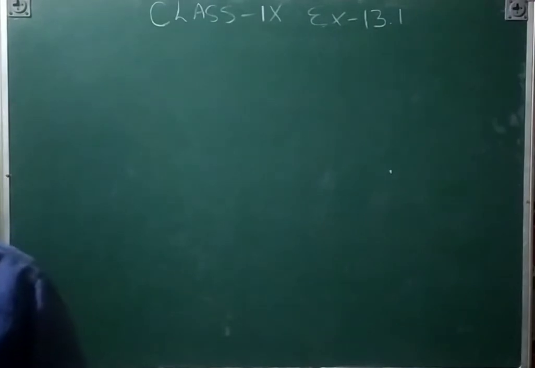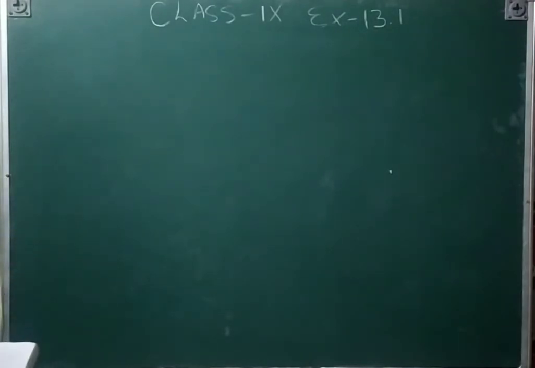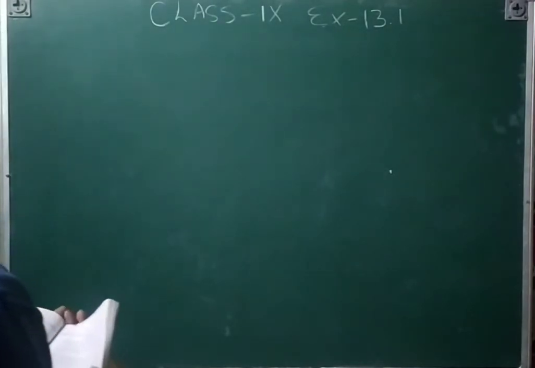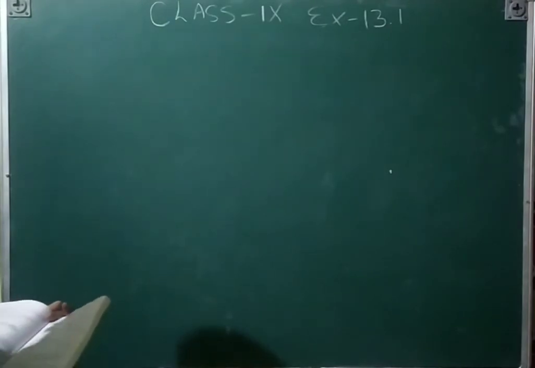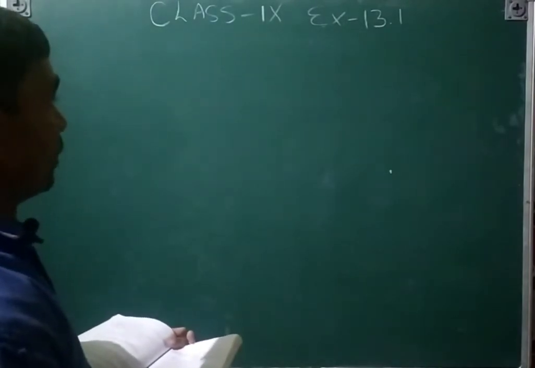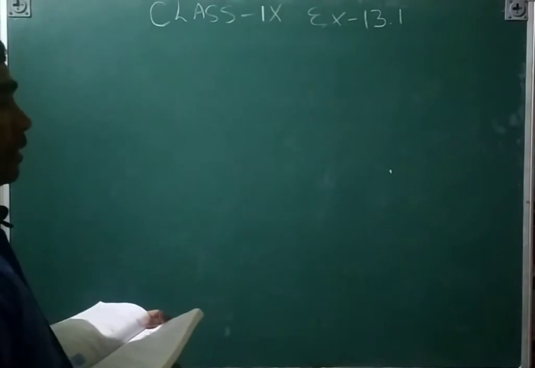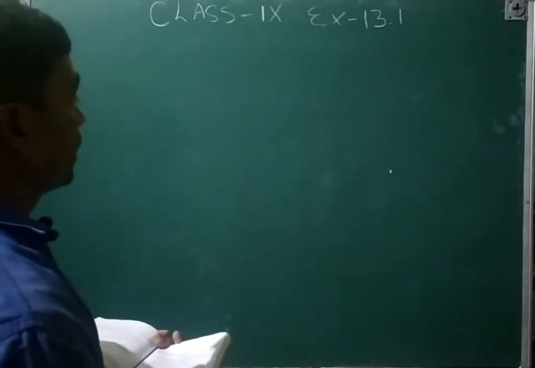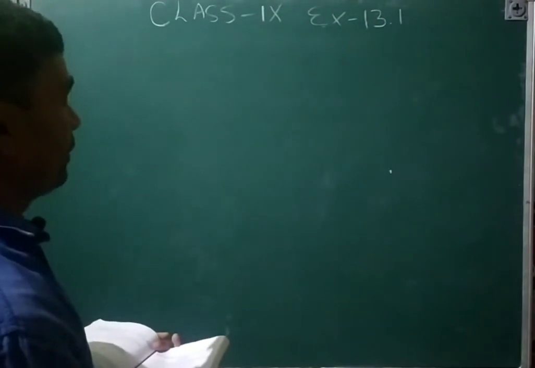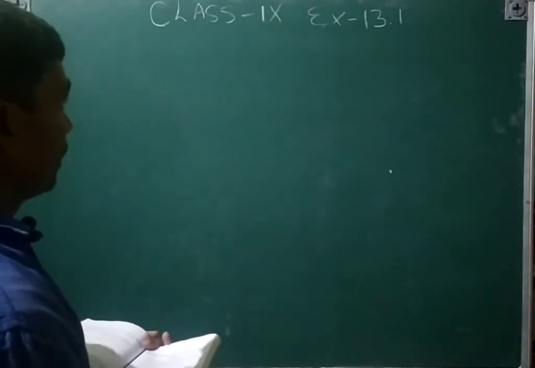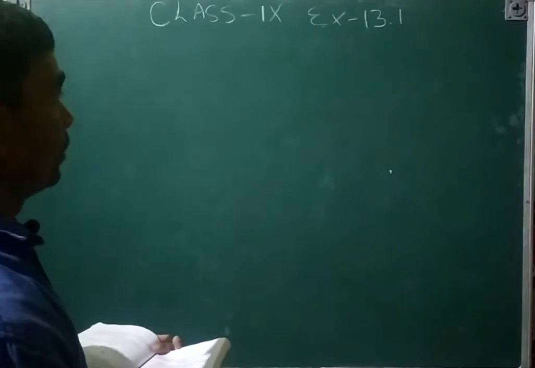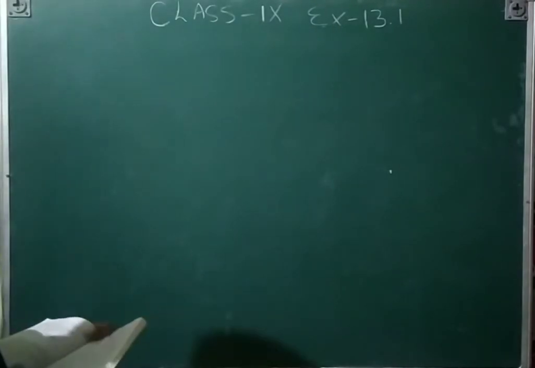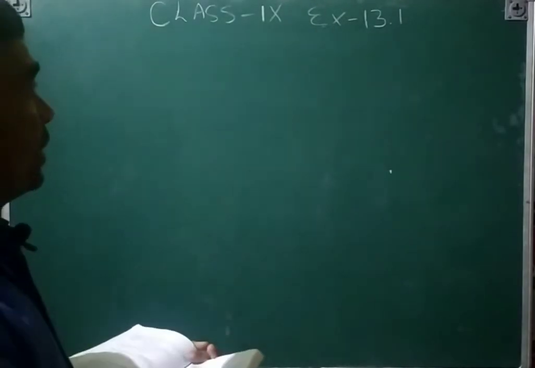Chapter number 13, surface area and volume. There are two types of surface area. One is lateral surface area, which means curved surface area, and the other is total surface area. When the shape is open or both sides open, that will be lateral surface area.